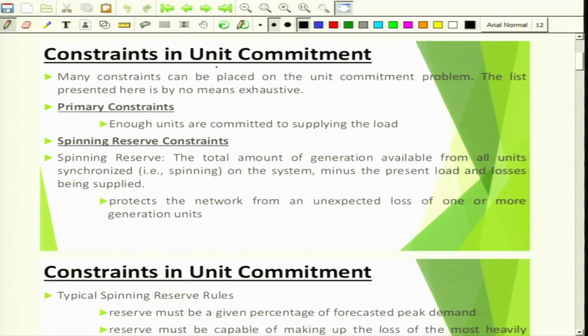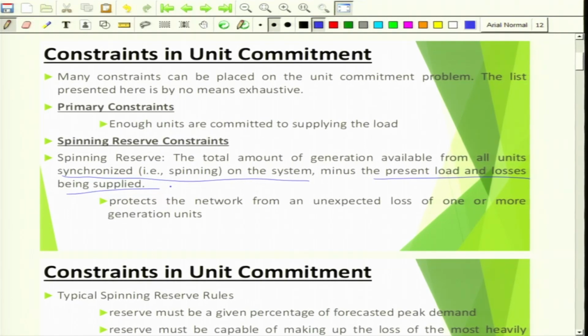Now, there are certain constraints that need to be included when we solve a unit commitment problem. The primary constraints: enough units are committed to supply the load. The most important constraint is whether there are sufficient units available to meet the load demand or not. And second, very important, is the spinning reserve constraint. Spinning reserve means the total amount of generation available from all units synchronized, that is spinning on the system, minus the present load and losses being supplied.